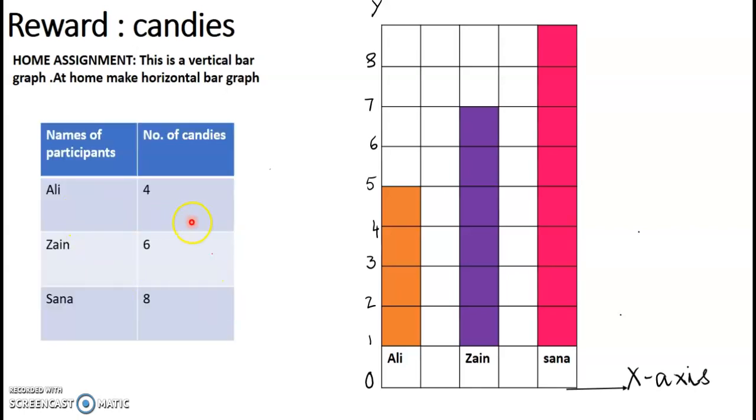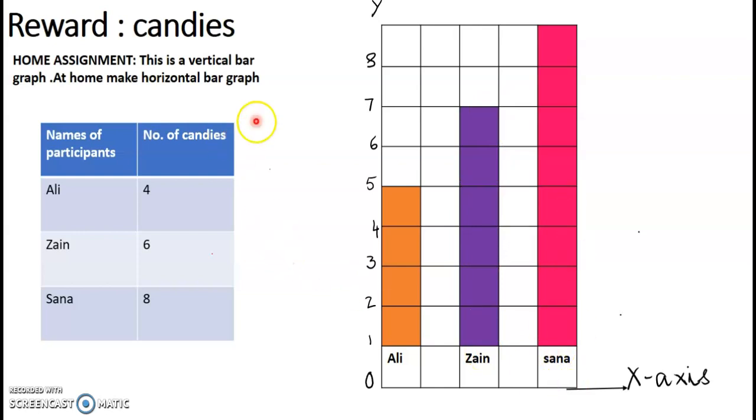Yes, Ali has got 4 candies, Zan has got 6 candies, Sana has got 8 candies. If you look at this bar graph, I have already plotted a bar graph for Ali, Zan and Sana. You can see that Ali has 4 candies, so the graph is showing up to 4 blocks. Zan has 6 candies, so it has occupied 6 blocks. For Sana, 8 blocks have been occupied.